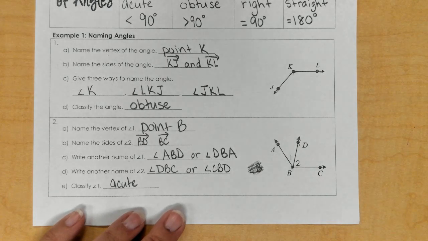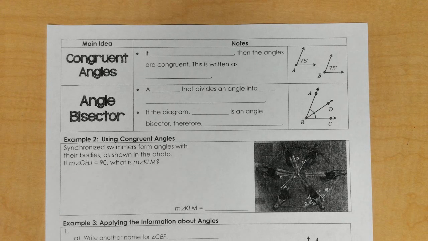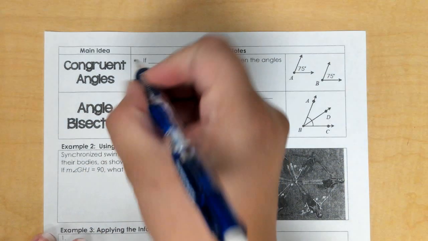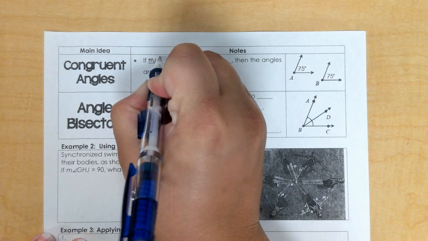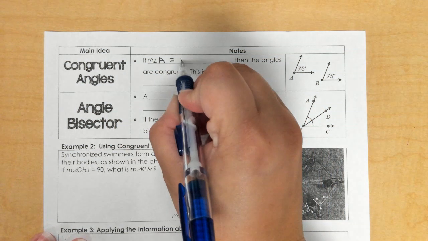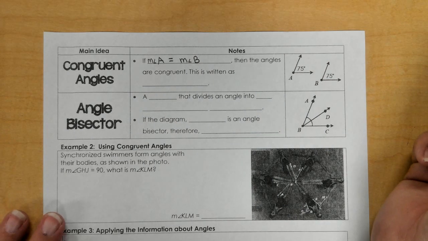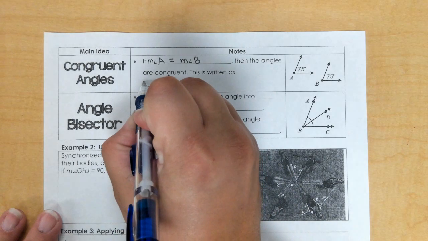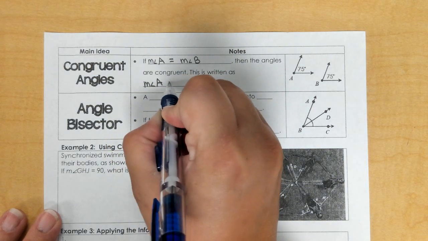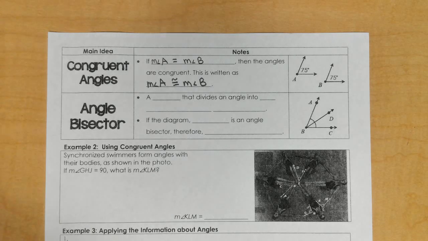All right. Now, congruent angles. So congruent angles, if the measure of angle A is equal to the measure of angle B, then the angles are congruent. And this is written as the measure of angle A is congruent to the measure of angle B. Okay.